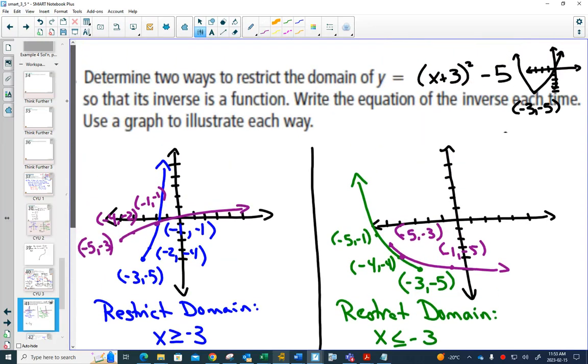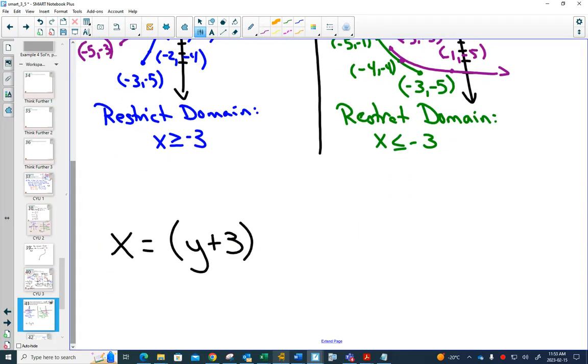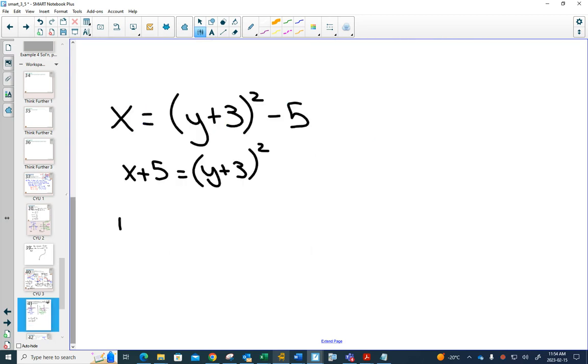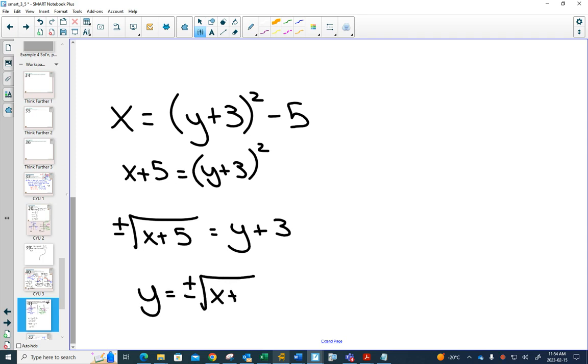So my original equation up here was x plus 3, so now it's going to be y plus 3 minus 5. I switched my x and y values. I'm going to get the y plus 3 squared by itself by moving the 5 to the other side. Square root both sides. And then I can get y by itself by subtracting 3 on both sides. And I get 1 with a plus and 1 with a minus.